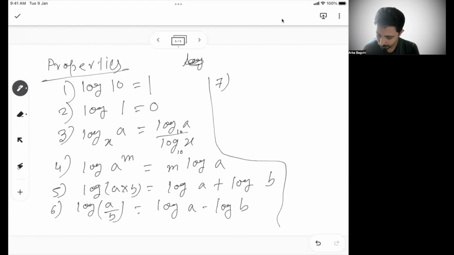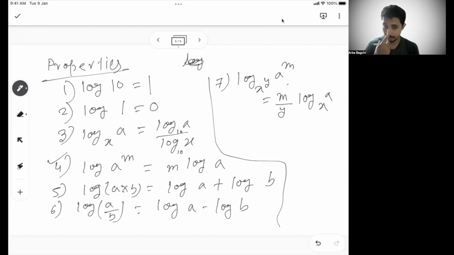Next, let's say there is log of a to the power m with base x to the power y. So the base is x to the power y and the number is a to the power m. In that case, you can write m by y times log of a base x. So m comes to the front if m is a power of the number whose log is taken, and if the base also has a power, that will also come outside as the denominator.